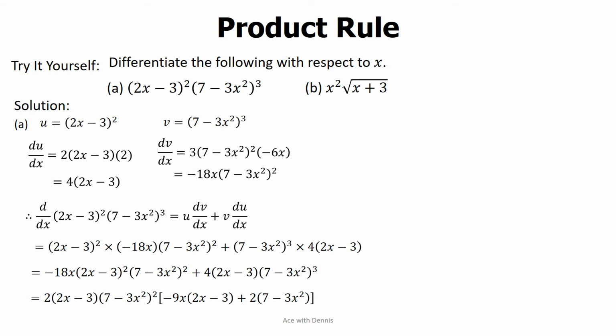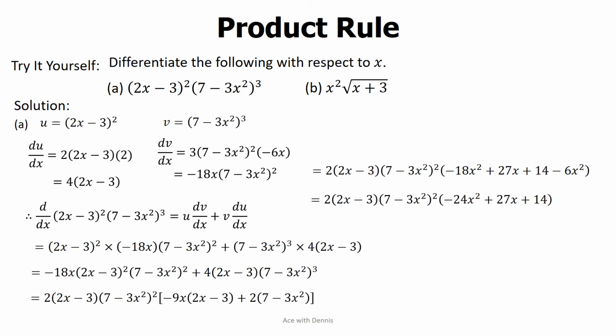Simplify further, factorize all the common factors, and then we simplify the square bracket. And finally, this is our answer: 2 times (2x minus 3) times (7 minus 3x squared) squared times (negative 24x squared plus 27x plus 14).